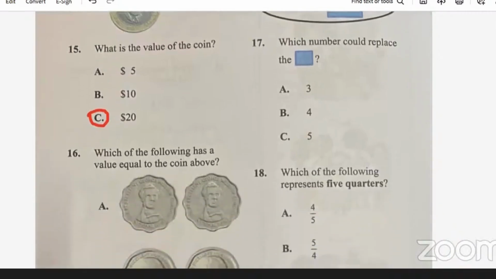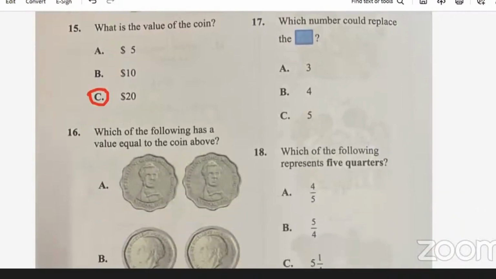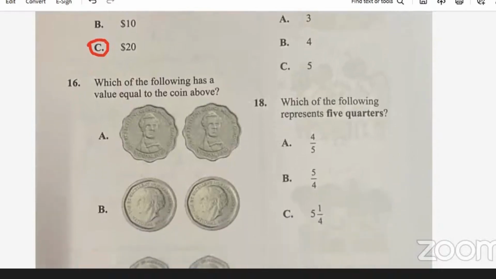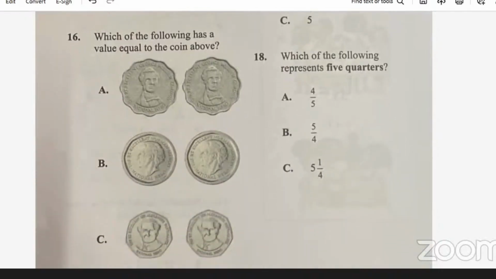Question 16. Which of the following has a value equal to the coin above? Remember, we said it's a $20 coin. So which of these would have a value that's equal to $20? Is it two $10, two $5, two $1? And that would be two $10. Two $10 gives you 20. I hope you guys know your coins, your money.